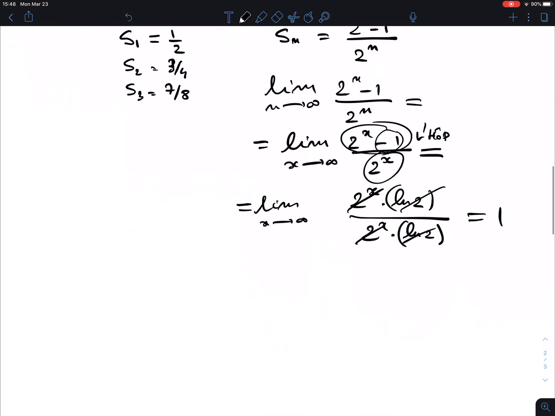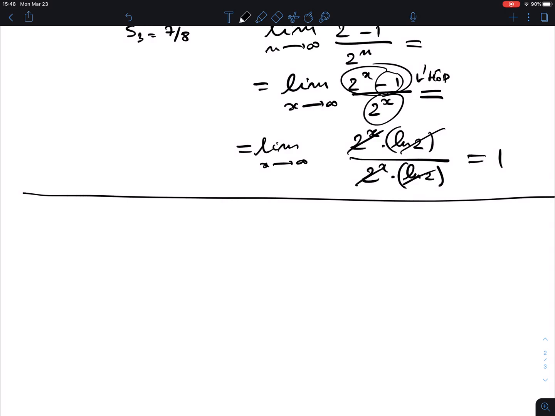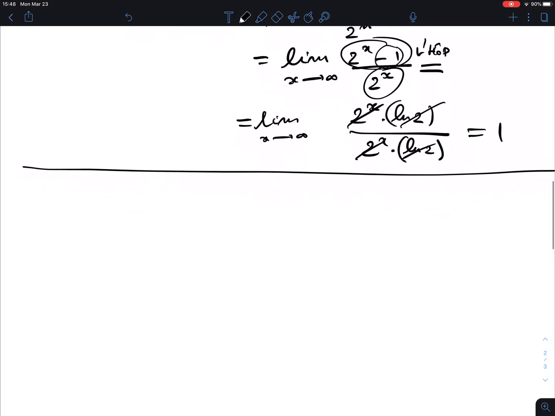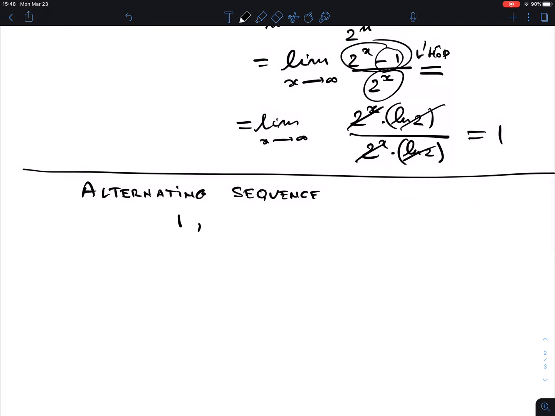And so here is an example of another series now. The sequence, we talked about this sequence already, so let me repeat it. The alternating sequence. This was just pluses and minus ones. 1, and then minus 1, 1, minus 1, 1, minus 1, dot, dot, dot.